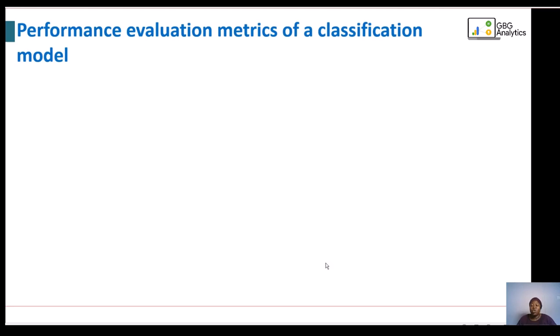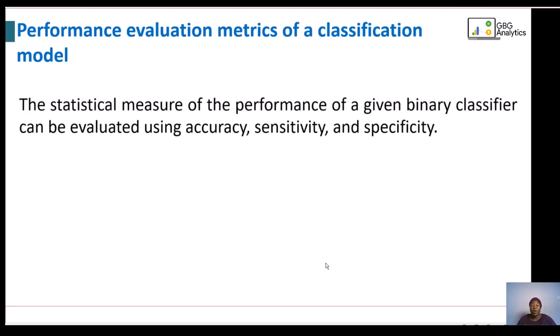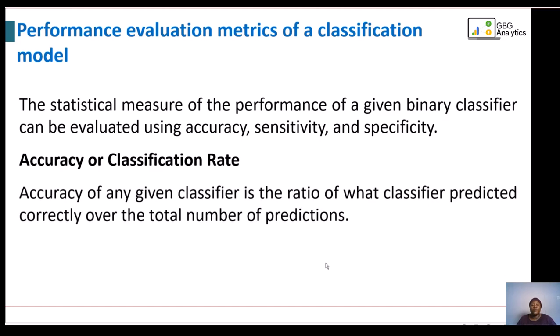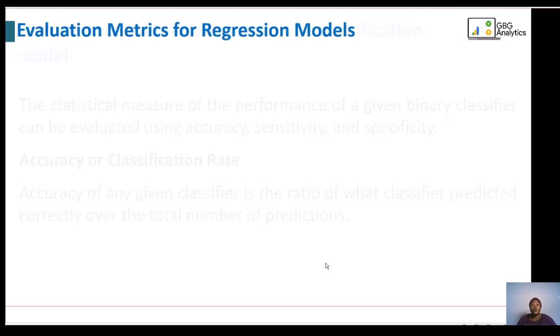So, performance evaluation of a classification model. These are some of the statistical measures that we use to measure the performance of a binary classifier: evaluation metrics like accuracy, sensitivity, and specificity. The classification rate or accuracy of any given classifier is the ratio of what the classifier predicted correctly over the total number of predictions.